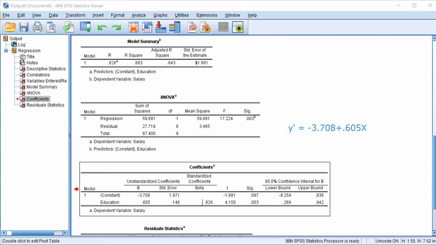There's also a test of the slope, which is the t-test, and this is the p-value associated with the t-test. You can see that this is significant because it is less than 0.05. So there's a significant regression slope, meaning that the years of education is significantly related to the salary.